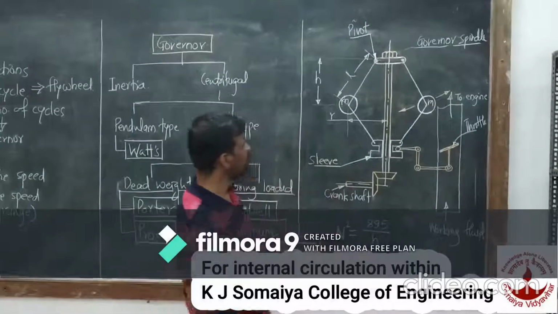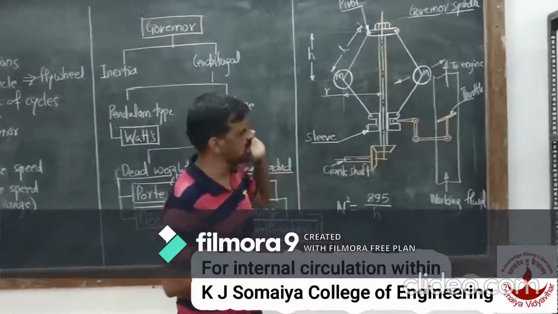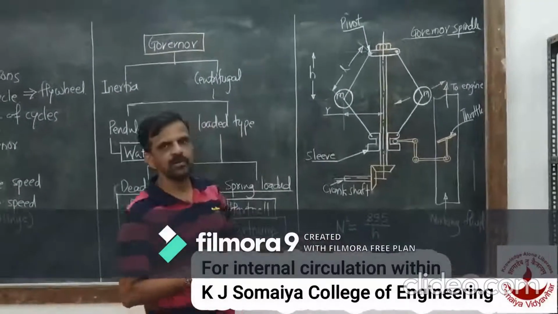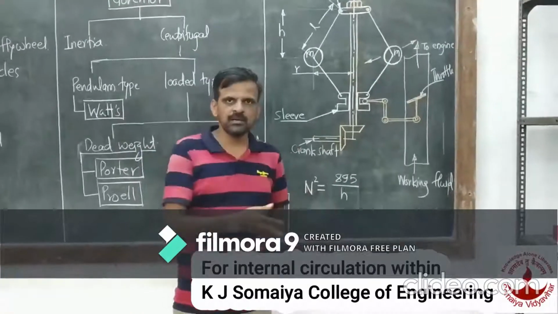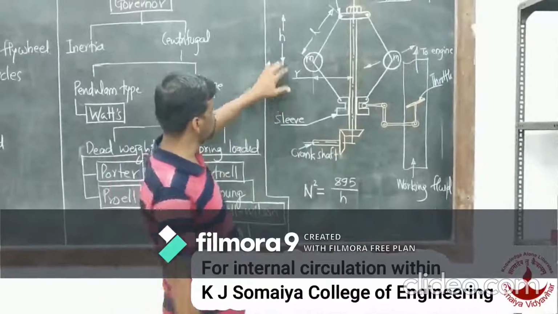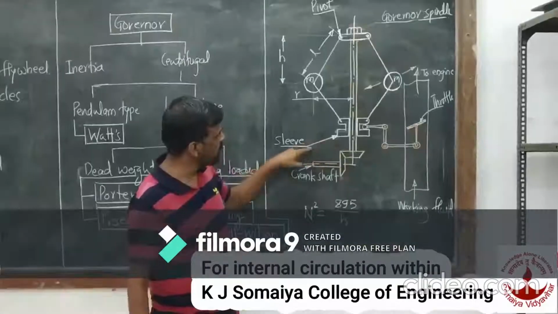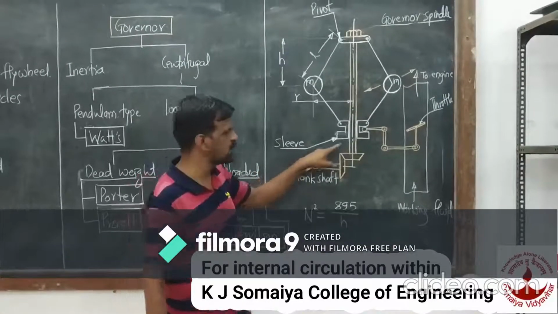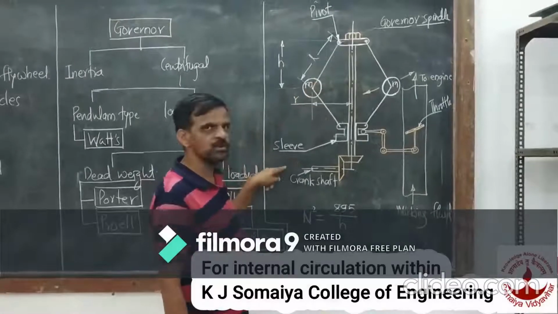Now here I will show you with the help of a schematic diagram how the engine works, how the governor works. This is the schematic diagram for Watt's governor, which is the very basic type, and I will modify it into a Porter governor later on. First I will explain what the schematic of a governor is. Power will be given from the crankshaft of the engine to the spindle of the governor. Now this spindle of the governor will run according to the engine speed.